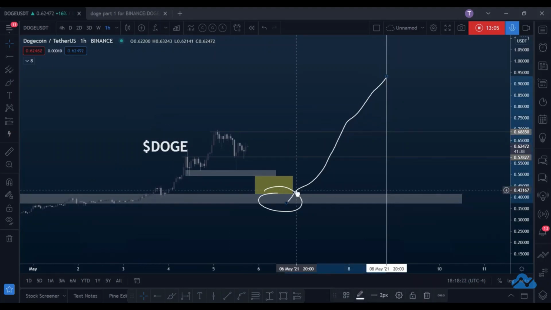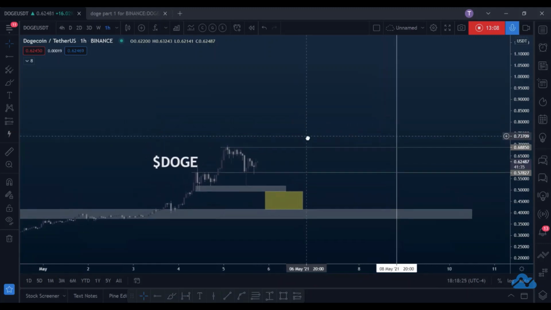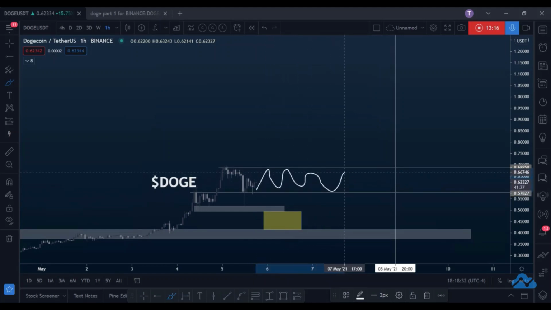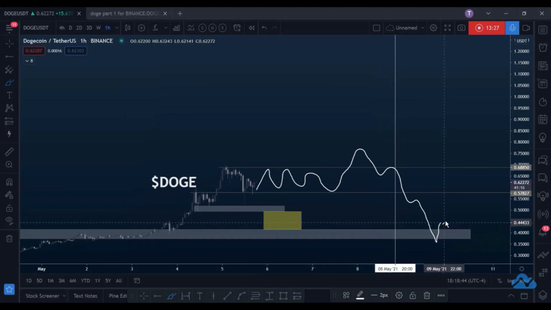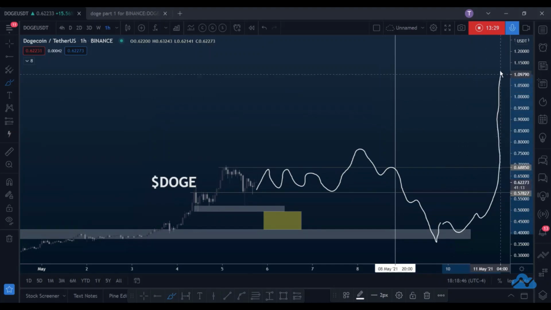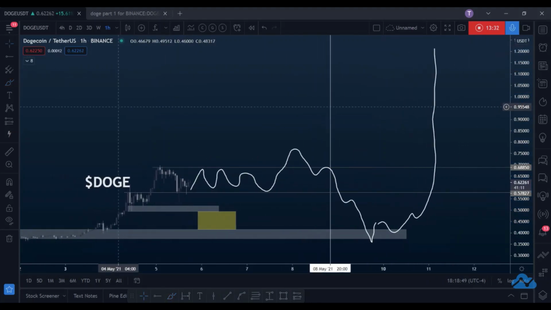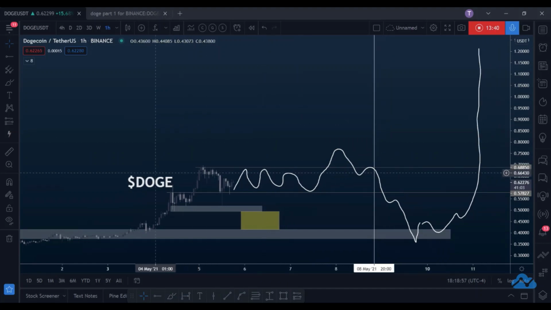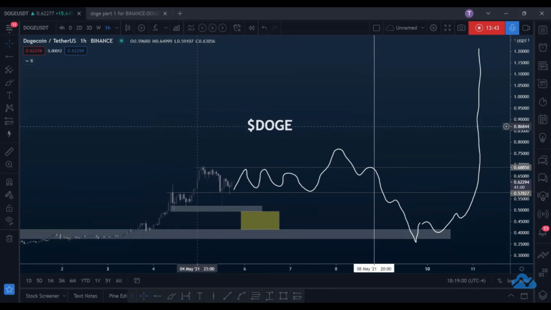Again, it's tough to know the timing on this stuff. We have the catalyst on the 8th, so I wouldn't be surprised to see some sideways and then maybe a little run up, come down there, and then after the catalyst happens, maybe you see the dump into this area, followed by the recovery. I don't know, it's impossible to predict.